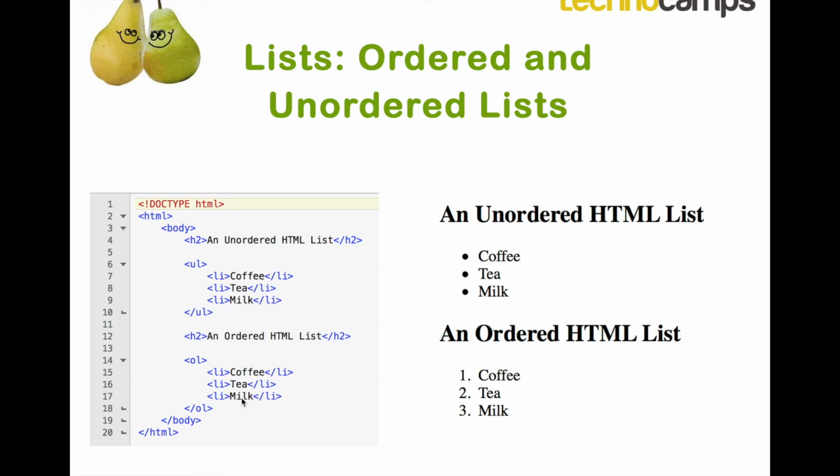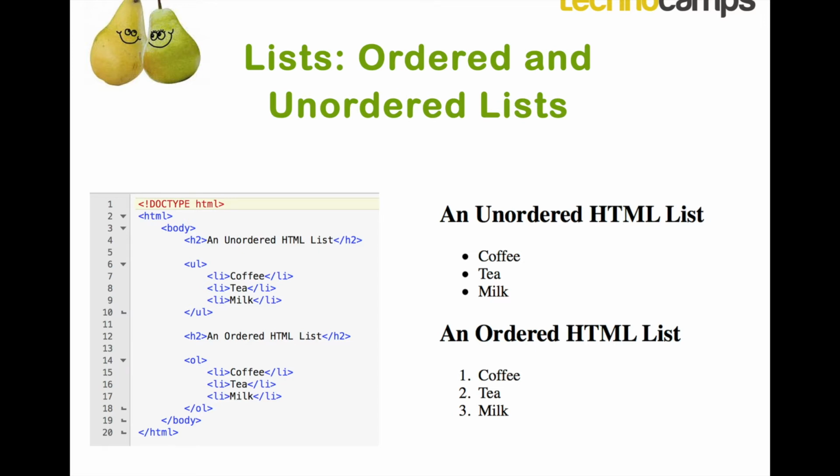If we were to write this whole document and save it as a .html file, we would get this on the right hand side as an output. You've got an example of an unordered list: coffee, tea, and milk, and an example of an ordered list: coffee, tea, and milk. And the only difference between the two is the symbol on the left hand side. As you can see here, we've got bullet points, and here we've got numbers.